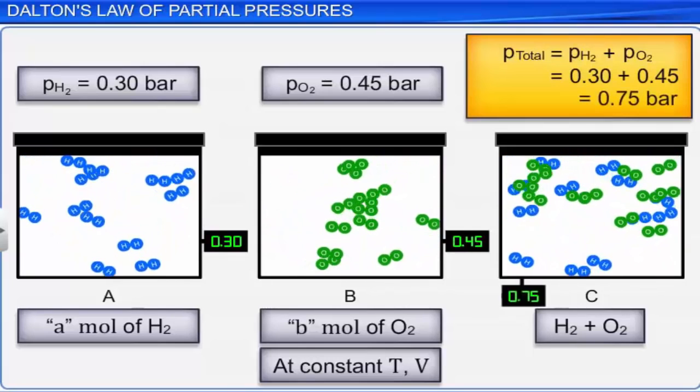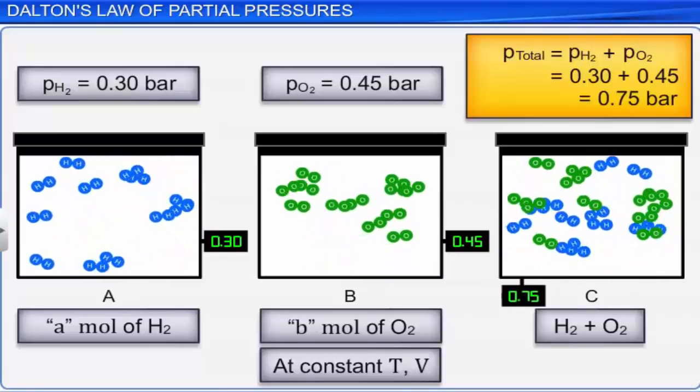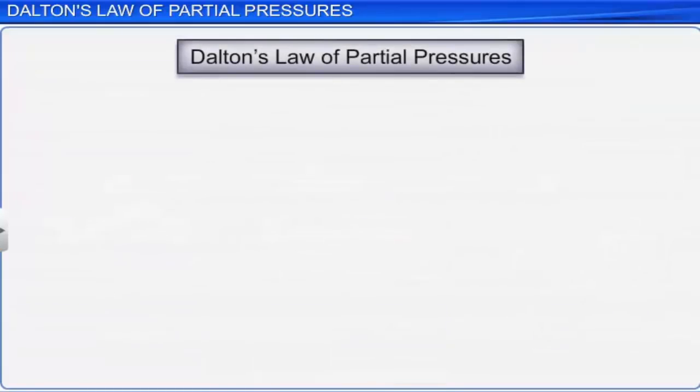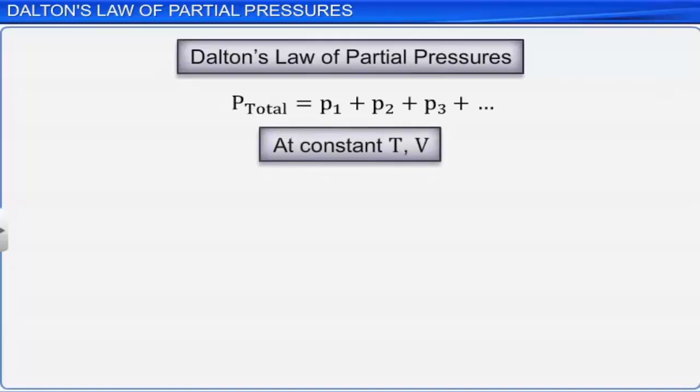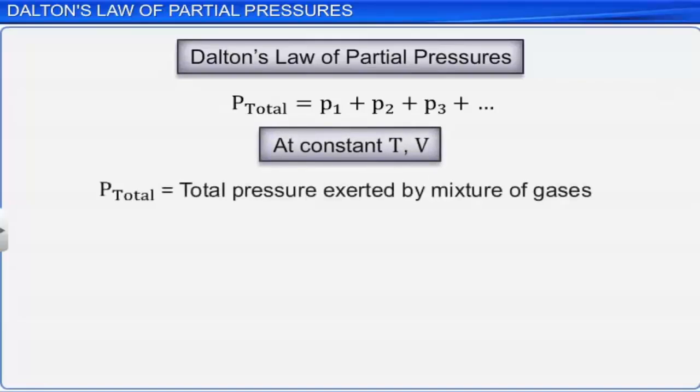Generally, Dalton's law of partial pressures can be written mathematically as P total is equal to P1 plus P2 plus P3 plus so on at constant temperature and volume, where P total is the total pressure exerted by the mixture of gases and P1, P2, P3, etc. are partial pressures of individual gases 1, 2, and 3 respectively.